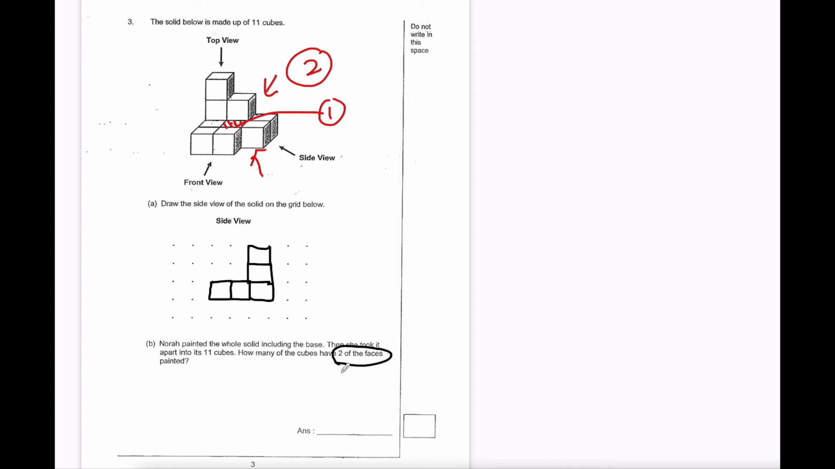So how many cubes have two of the faces painted? It will be 2, okay? Try and visualize on your own. Let's move on to question 4.